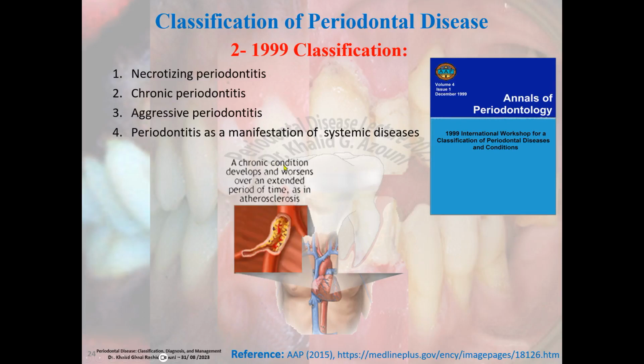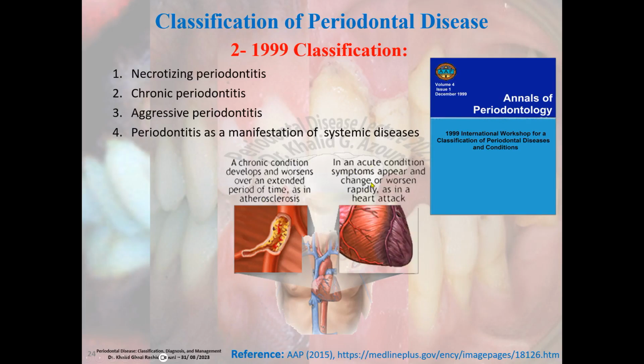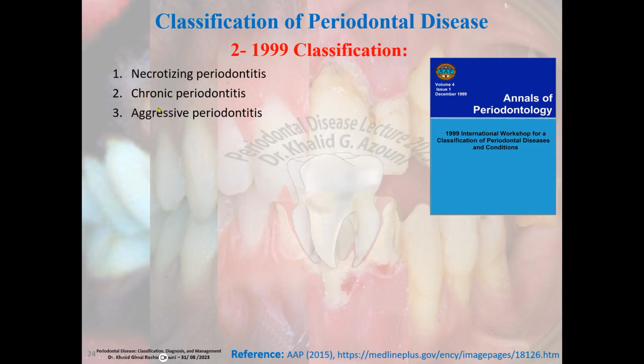What's the distinction? Chronic conditions develop and worsen over an extended period of time, as in atherosclerosis, while acute condition symptoms appear suddenly and worsen rapidly, like in a heart attack. Chronic periodontitis and aggressive periodontitis develop over time. The only difference is that aggressive periodontitis is quicker. So chronic periodontitis is like a low speed disease. Aggressive periodontitis is higher speed, but both of them are chronic diseases, unlike necrotizing periodontitis.